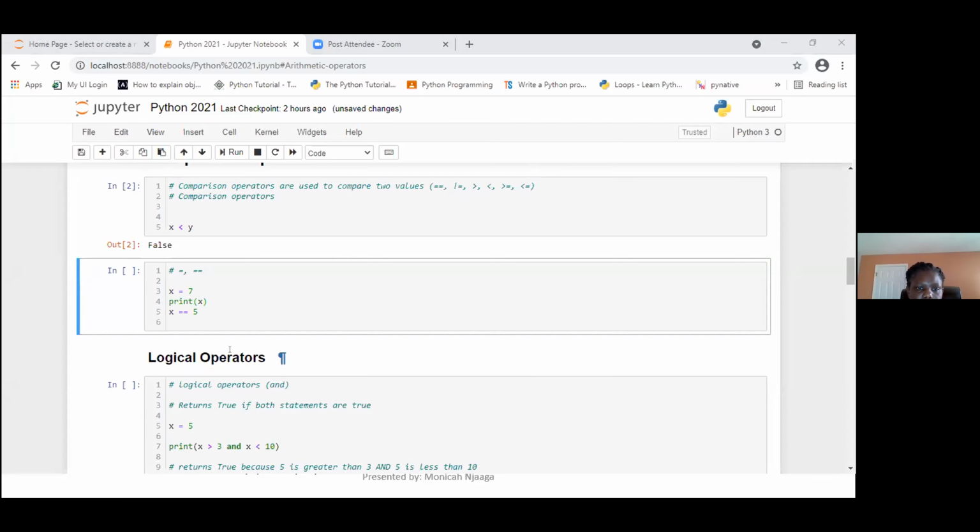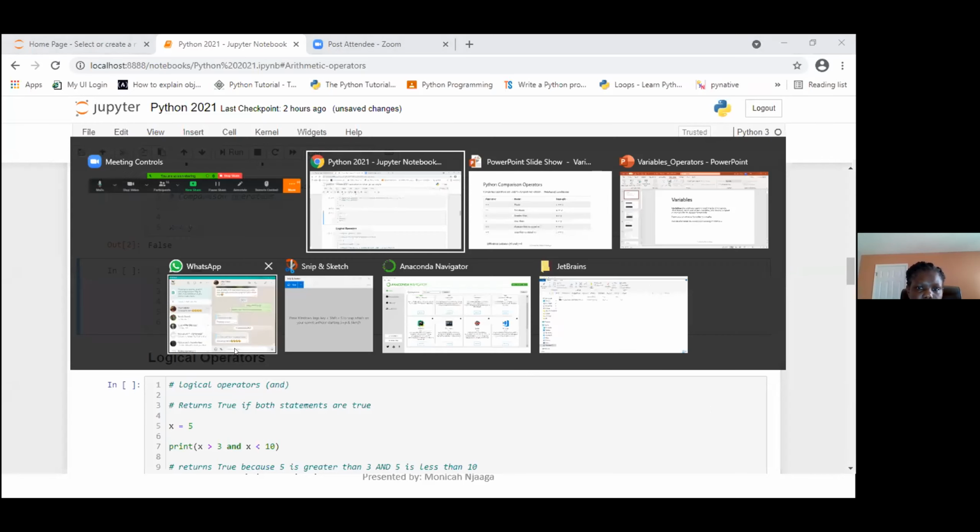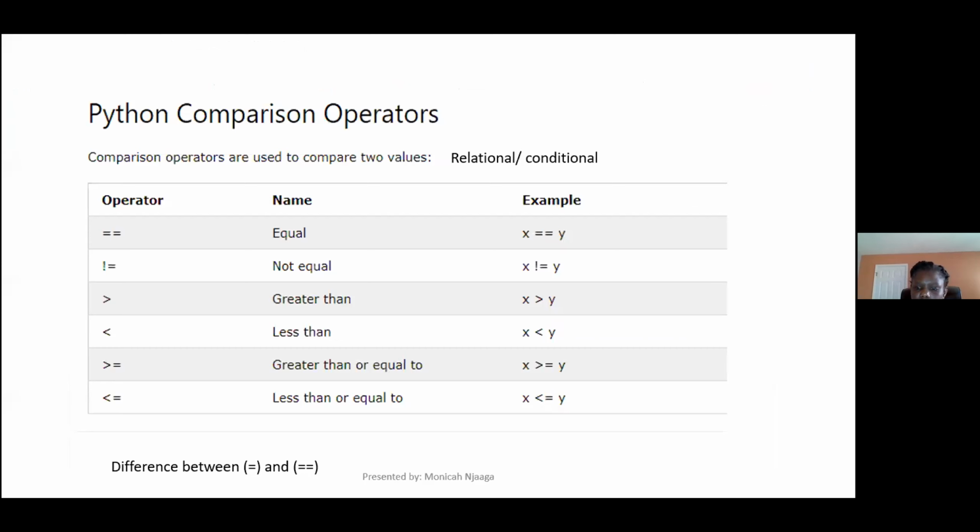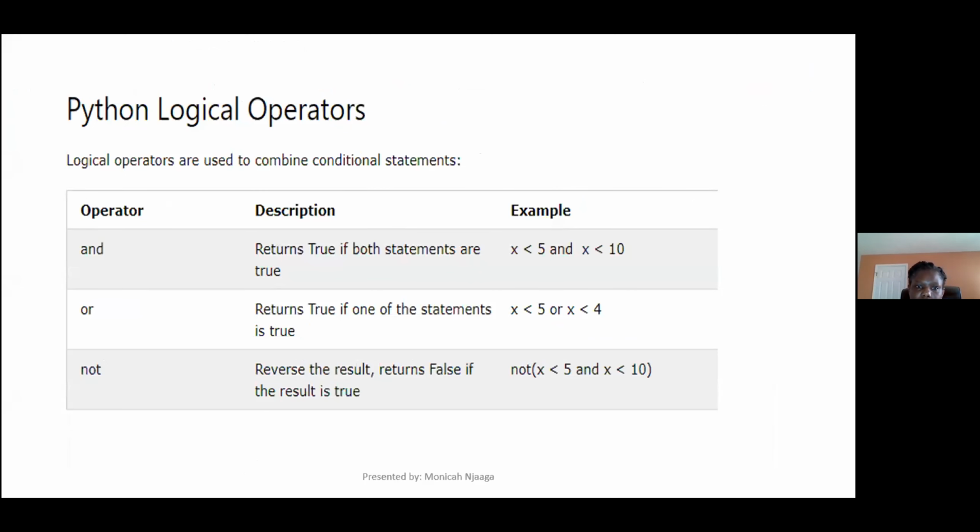Okay. So now we talked about the comparison. Next in line are the logical operators, and these are used to combine conditions. So we have the and, the or, and the not.